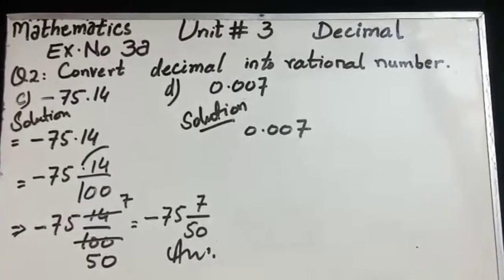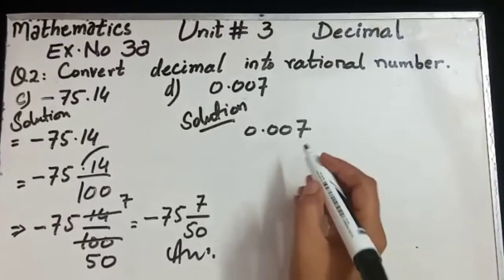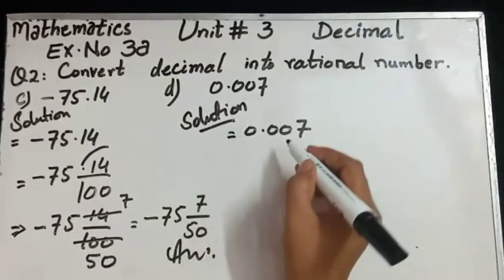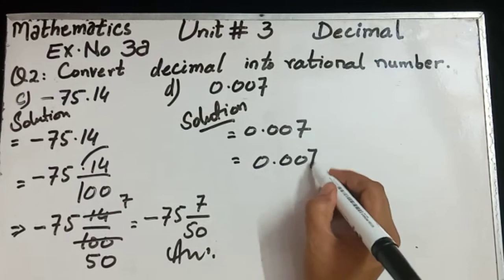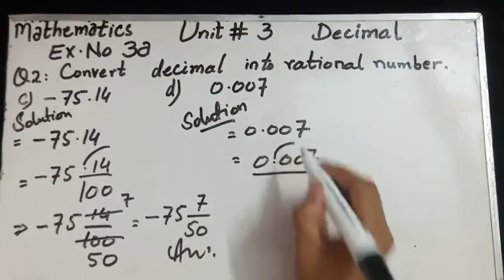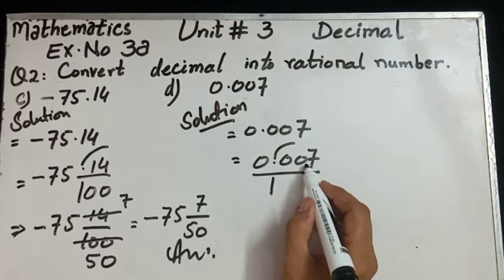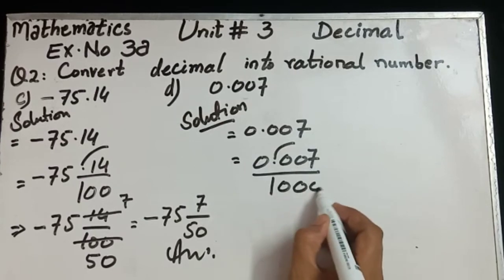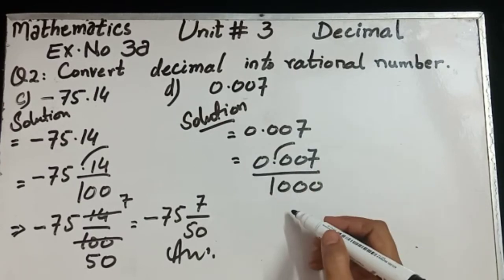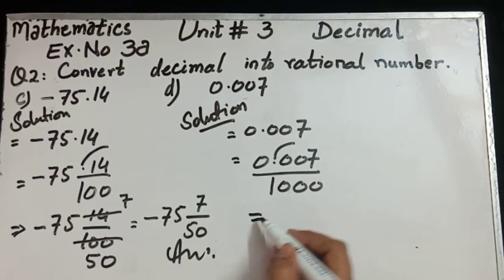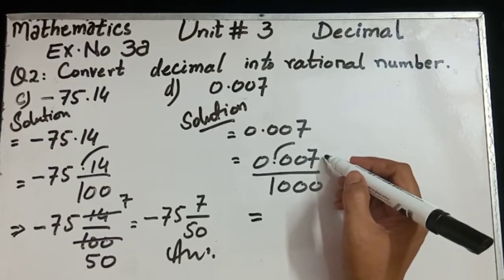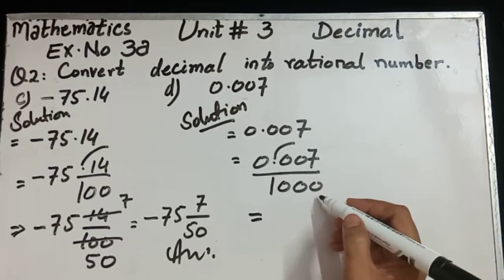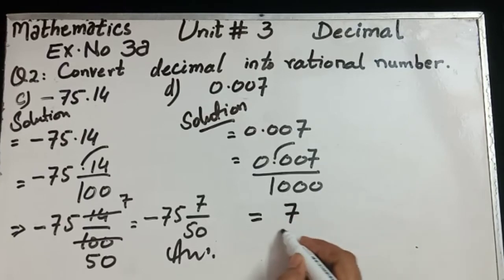Part D: 0.007. Okay, now after the solution, copy the question again, remove the decimal, 1. After the decimal 3 digits, so put 3 zeros. Okay, even and odd number: 7 is an odd number and 0 is even, so this part can't be reduced by 2, or this one reduces by 2. So the answer is 7 upon 1000.